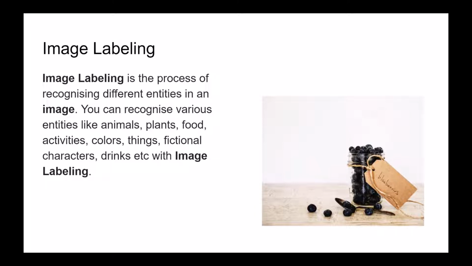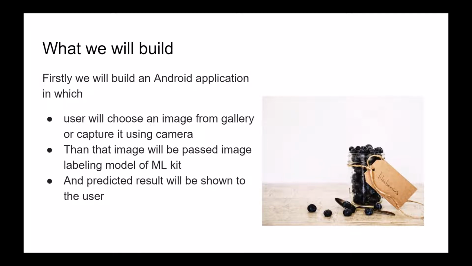It is actually another name for image classification, but now we are gonna use Firebase ML Kit for image classification. So what are we gonna build in this section? Firstly, we will build an Android application in which the user will choose an image from the gallery or capture it using the camera. Then that image will be passed to our image labeling model of Firebase ML Kit, and after that we will show the result returned by the model to the user.